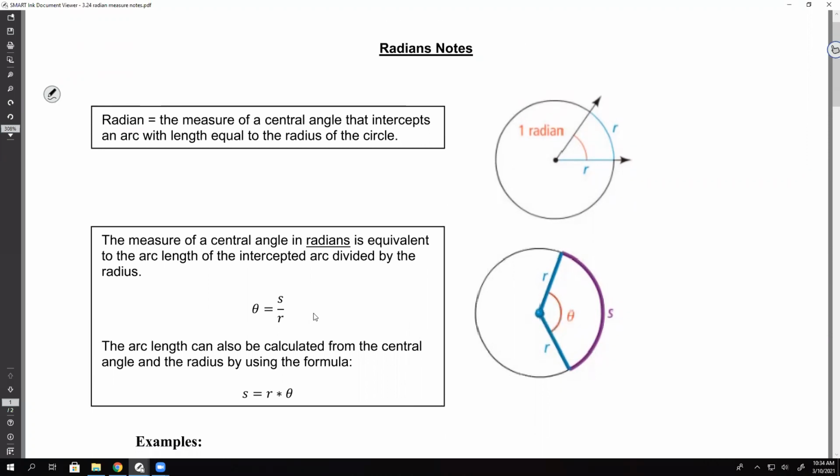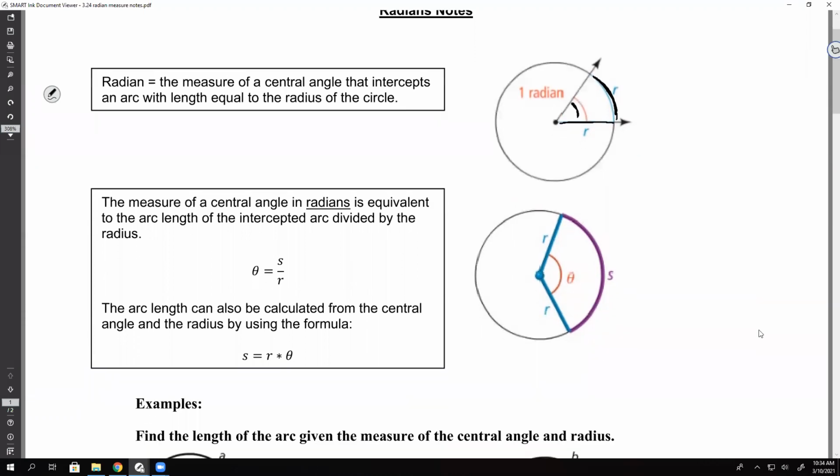So we are going to talk about another kind of way to measure angles, and that is with a measurement called radians. A radian is the measure of a central angle that intercepts an arc with length equal to the radius of the circle. So the radius and this arc length have to be the same distance, and whatever angle is formed by that is 1 radian. So that's kind of what a radian is.